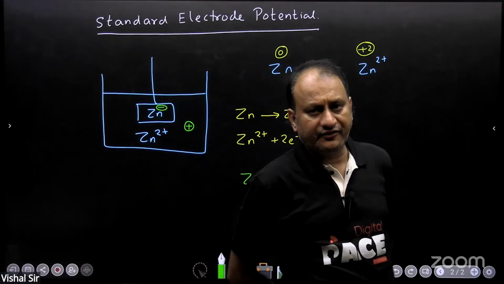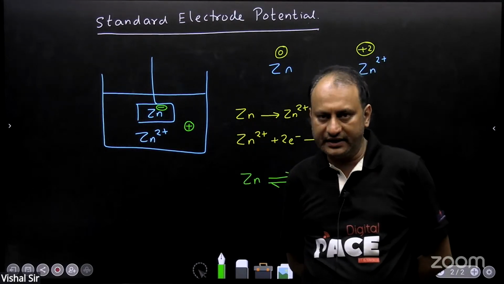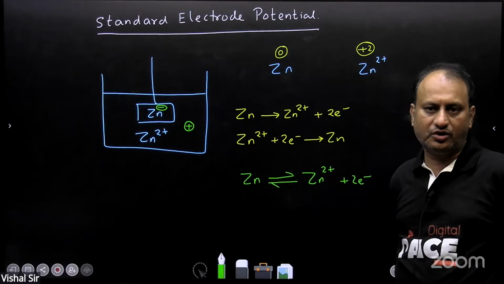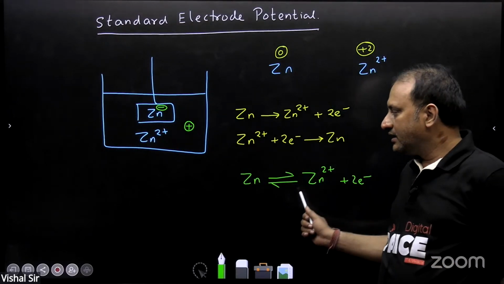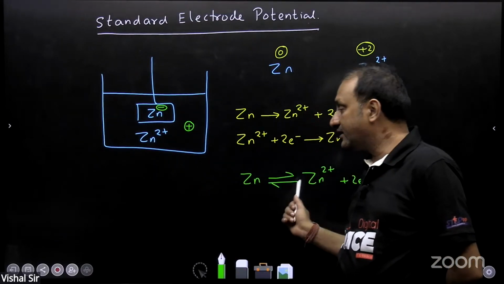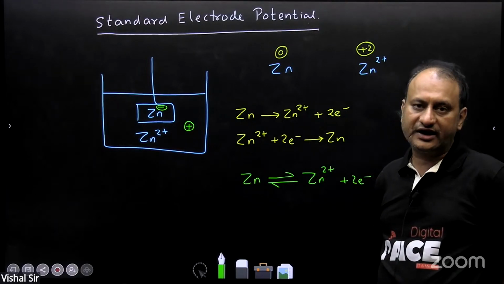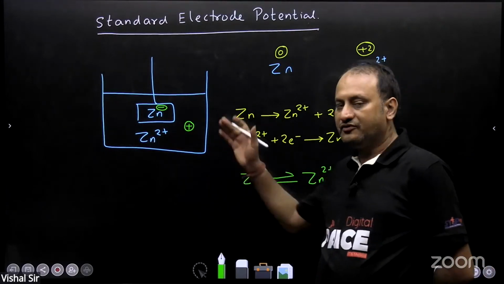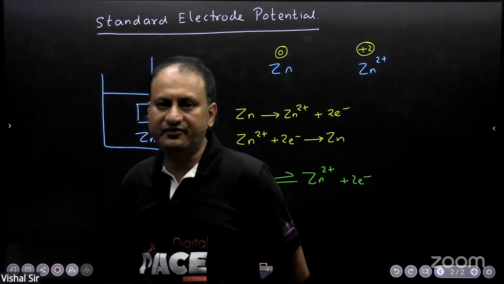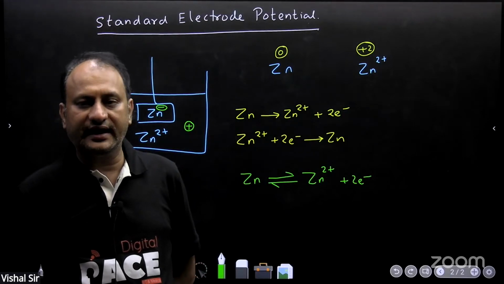So for any half cell, there will be two oxidation states of an element involved, and such an equilibrium will be established between those two oxidation states. Due to this equilibrium, we will see development of two layers of opposite charges, one on the plate, another in the solution. And the potential difference between these two layers of charges is called the electrode potential.